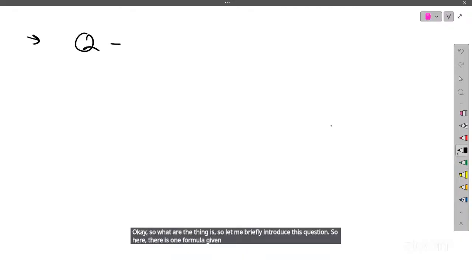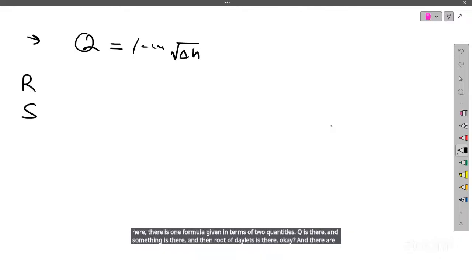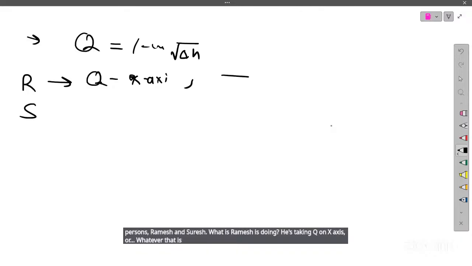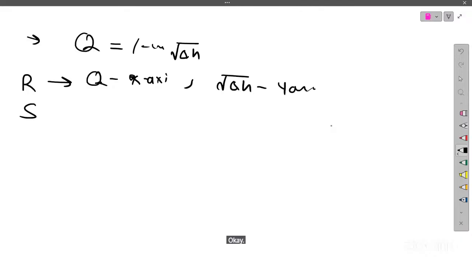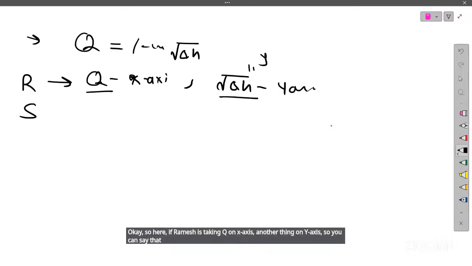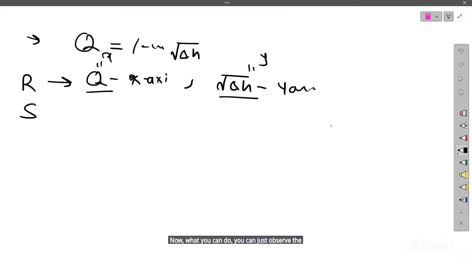So here there is one formula given in terms of two quantities, Q and root of del h. There are two persons, Ramesh and Suresh. What is Ramesh doing? He is taking Q on the x-axis and the other quantity on the y-axis. So here you can say that this is equal to y, this is equal to x. Now you can just observe the formula and relate what the slope will be.